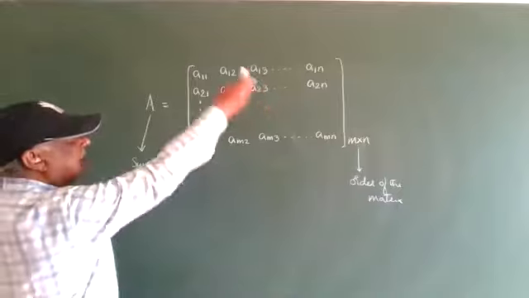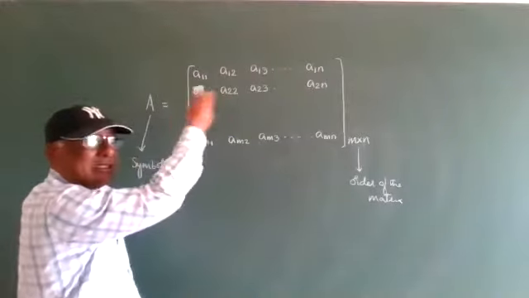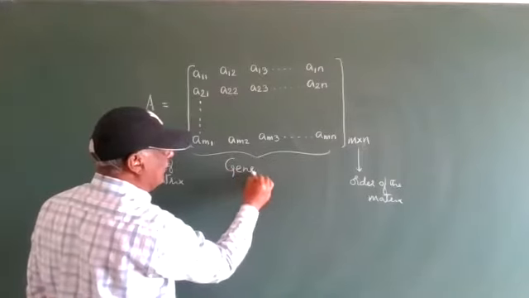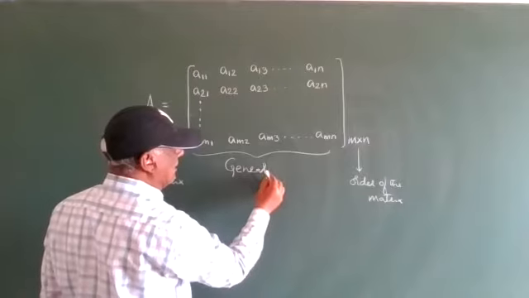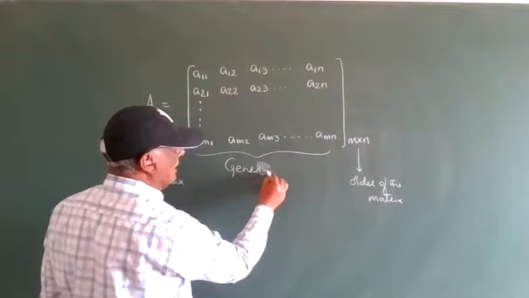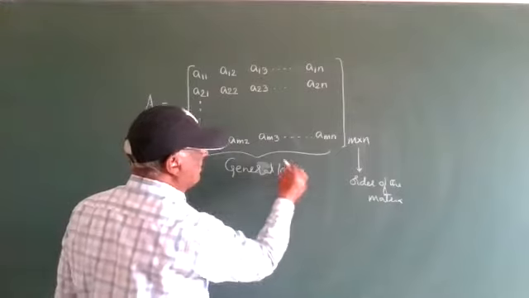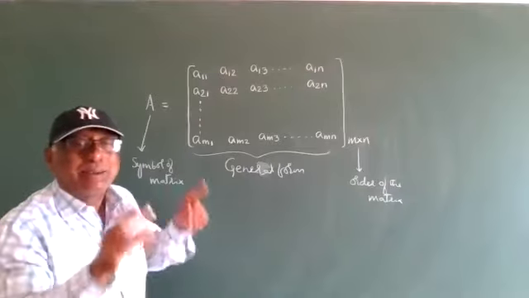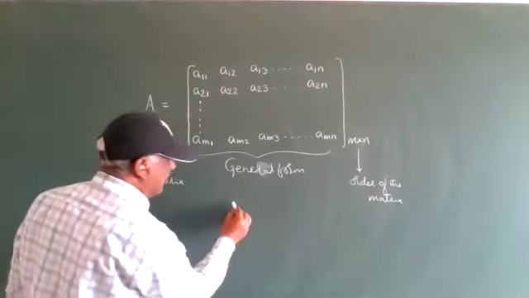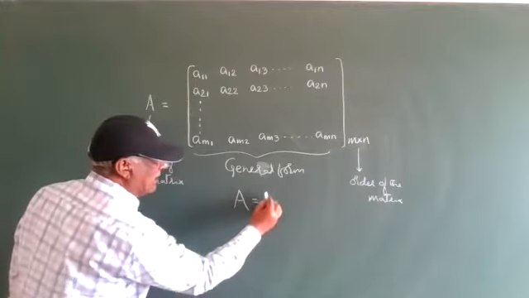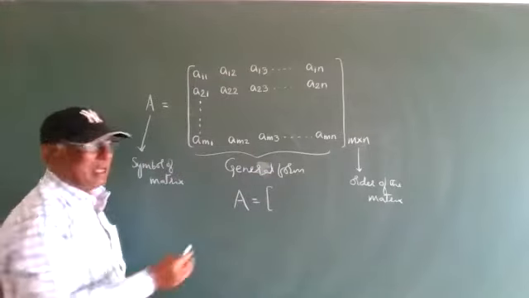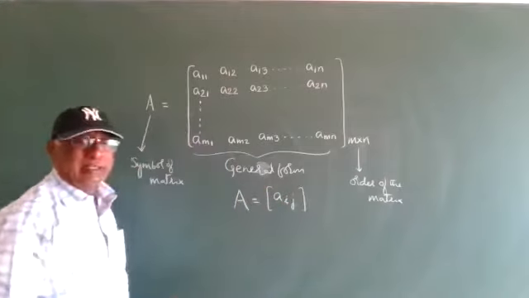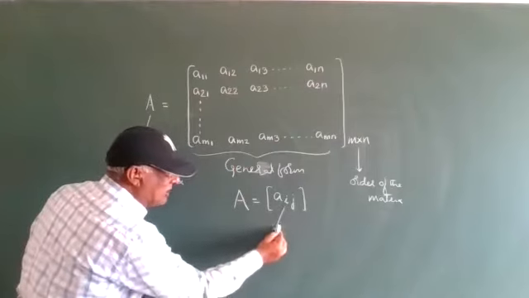This total form is called the general form of the matrix. The general form of the matrix is simply represented by A, the symbol of the matrix. This total is represented by Aij, where Aij is the general element.